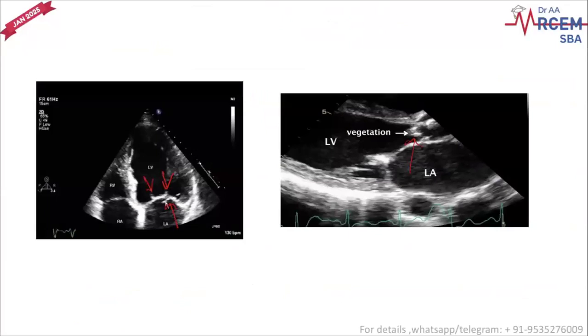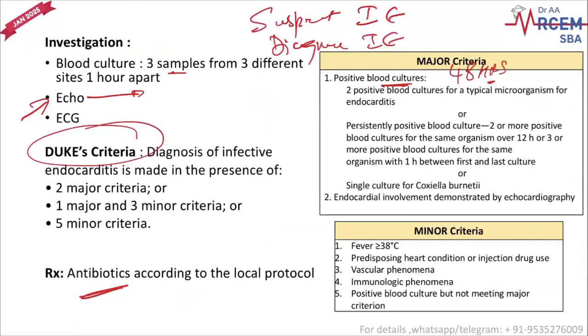This can be picked up by the cardiologist or the technicians who are doing the echo scan on a regular basis. But this is out of scope for an emergency physician to pick up because it is not very easy, unless there is an obvious vegetation present and it's a large one, then you can easily pick it up. What does the Duke criteria say for the diagnosis purpose?